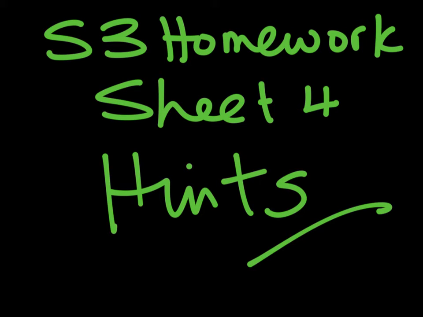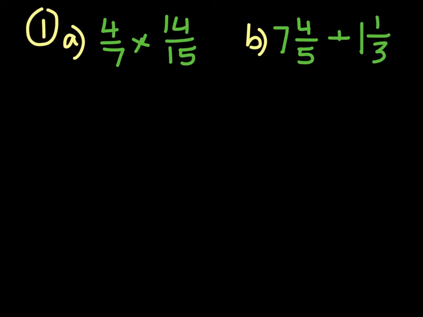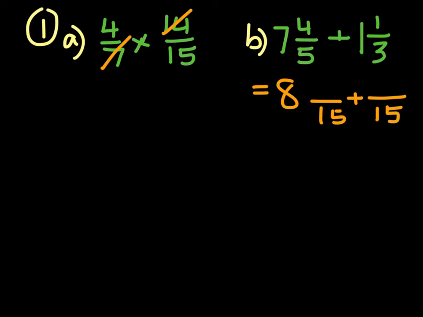Okay, here we go with some quick hints for homework sheet 4. Question 1 is a fractions question. Now the good news is that the first question we don't have to bother about top heavy, we just have to do some cancelling. And looking here, it looks like the 7 and the 14 will cancel, and then you do your multiplying. For the second part, we're going to do 7 add 1. First of all, we deal with the whole numbers, then we're going to get a new denominator, and 5 and 3 both go into 15. So work out from there.